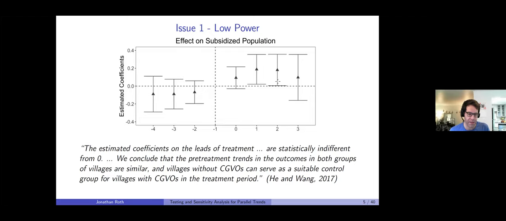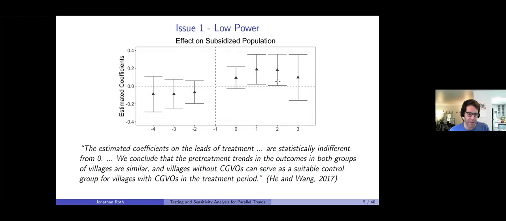That was the first issue, the power of the pretest may be low. The second issue relates to distortions from pretesting. So what does that mean? Well, suppose parallel trends is actually violated. As I just told you, because the pretest doesn't have perfect power, in some draws of the data, even if parallel trends is violated, we may not find a significant pretrend.